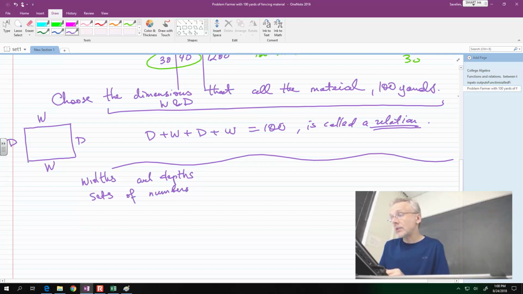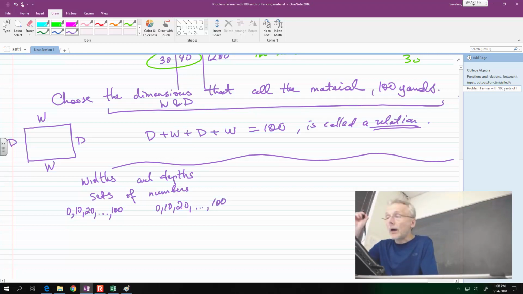So if we look at the widths, they will be 0, well, kind of a stupid choice, but let's take it anyway. 10, 20, and up to how much? How far? 100, because that's how much material we've got. The same for the depth. So once again, from 0 to 100, all possible depths.